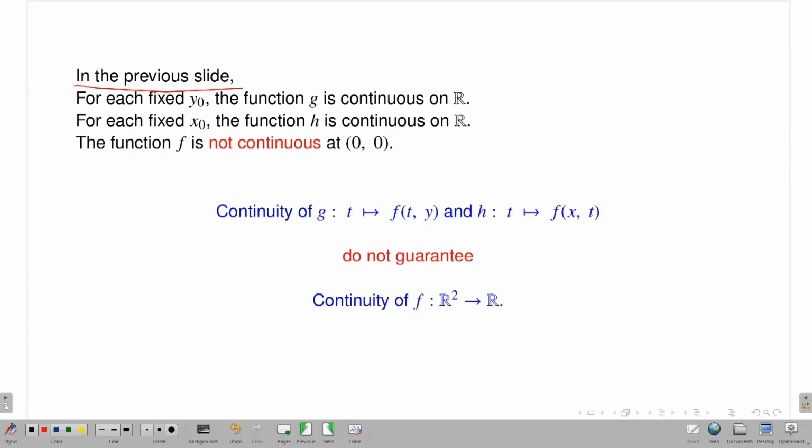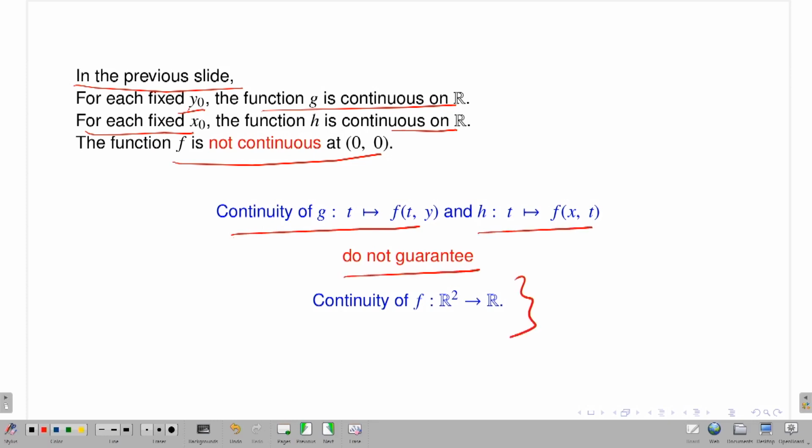So in the previous slide, for each fixed y naught, the function g is continuous. For each fixed x naught, h is a continuous function. However, the function f is not continuous. So what is the conclusion? The conclusion is that continuity of g and h does not guarantee the continuity of f. That's the conclusion I can make. Let's see whether the converse holds, whether I can have some kind of argument.